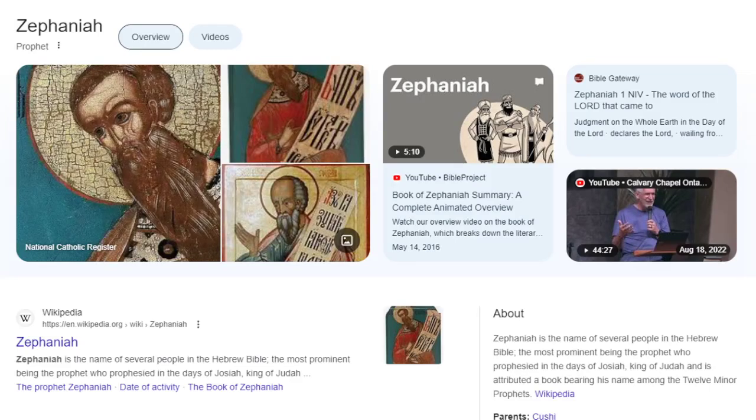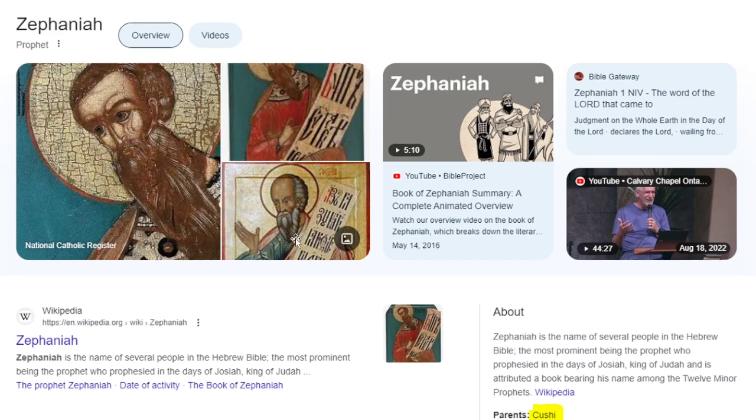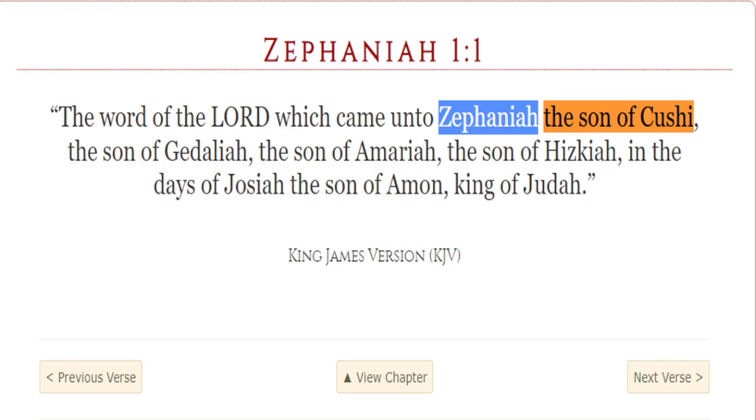As a matter of fact, the prophet Zephaniah, who has his own book written after him in the Bible, his father's name you can see right here. I didn't highlight it, but I'm about to. His father's name was Cushi, right here in the very bottom right corner. Zephaniah's father's name was Cushi. For those of you who don't know, Cushi is another way of saying Cush, which is another way of saying Ethiopian. So let's get that and continue on.